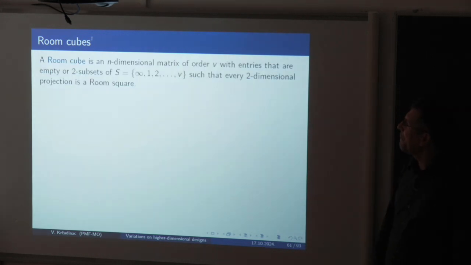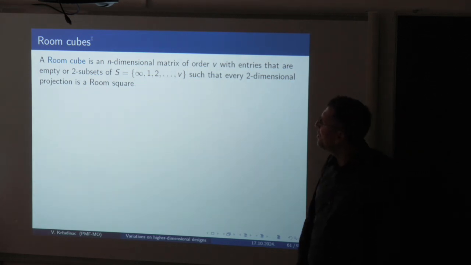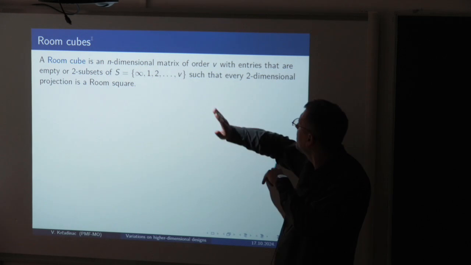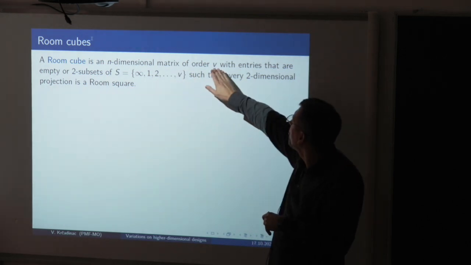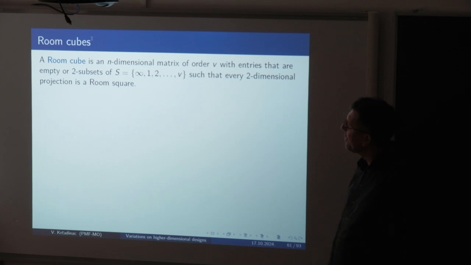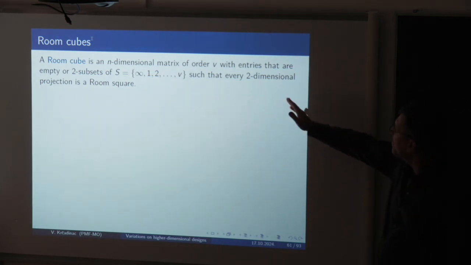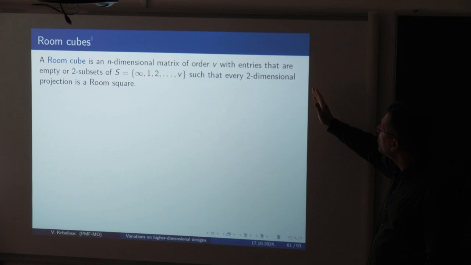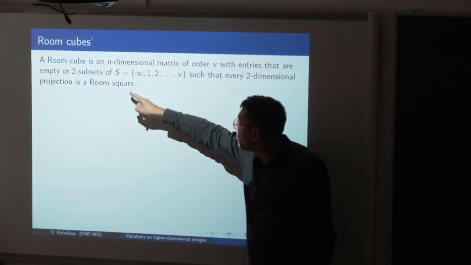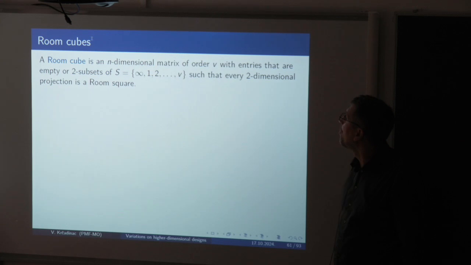For example, there is an obvious n-dimensional generalization of room squares. It's called room cubes, and the definition is the following. So you have an n-dimensional matrix of order v with entries from the same set, so the same type of entries, either empty or two subsets. But now what you're asking for is that every two-dimensional projection is a room square. Not a slice, but a projection onto two coordinates.